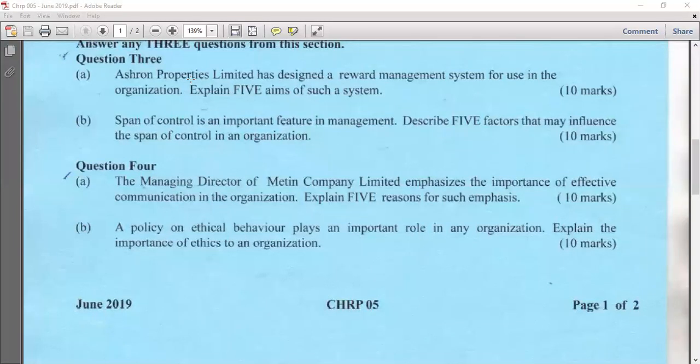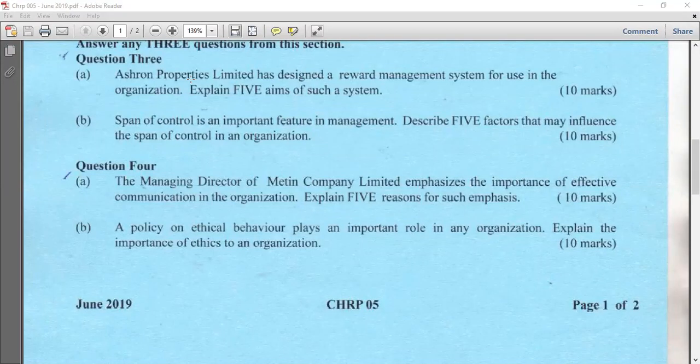Then you can also look at a factor like how much time is available for the supervisor to do their job, to finish what they are supposed to do, and to supervise their subordinates. If you don't have time, you don't want a situation where your job is waiting for you, but you still have to supervise other people. It's not like being your supervisor is the only job that I do. I do a lot more than just supervision.